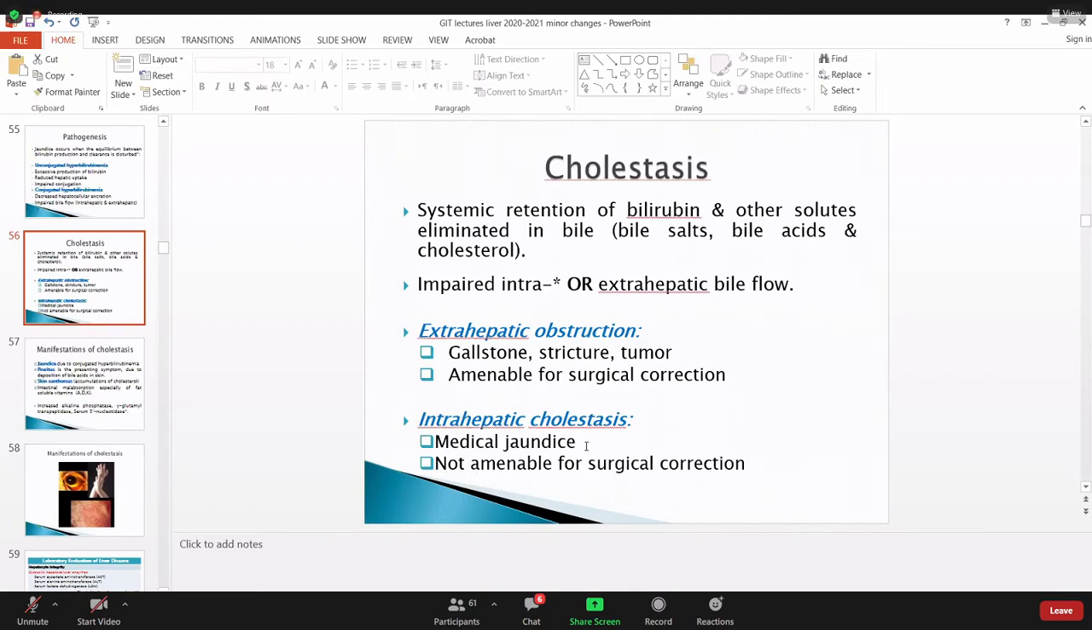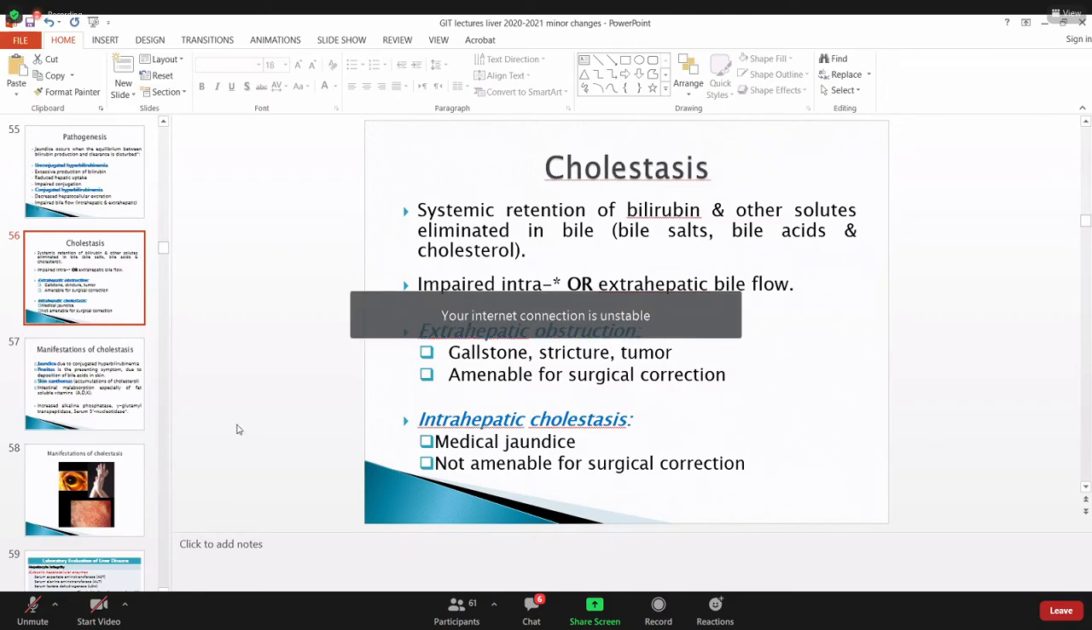In intrahepatic cholestasis, there is obstruction to the minor bile ducts inside the liver. And as we said, whenever there is obstruction after the liver, after the bilirubin leaves the hepatocytes, there is retention of bile salts and retention of cholesterol with the bilirubin. This is called retention of bilirubin and other solutes eliminated in bile.